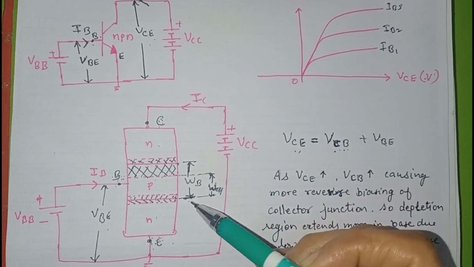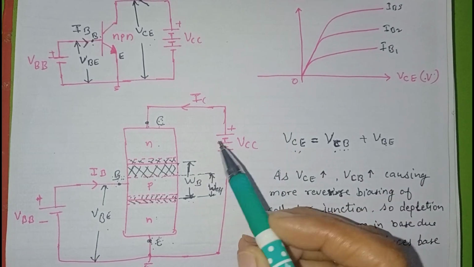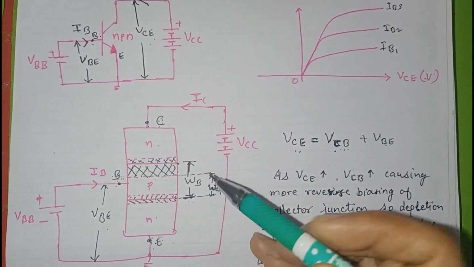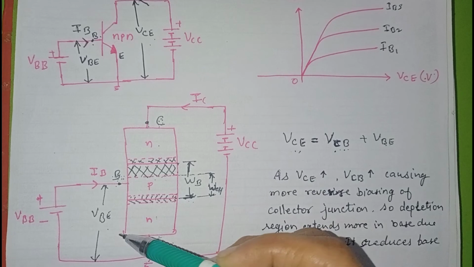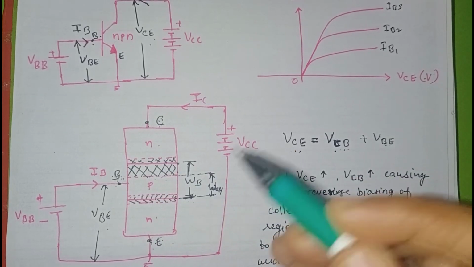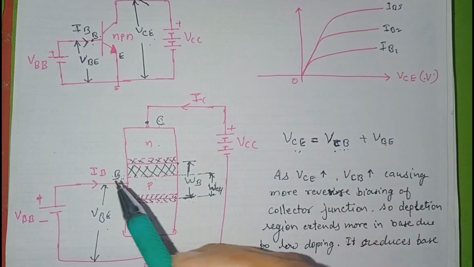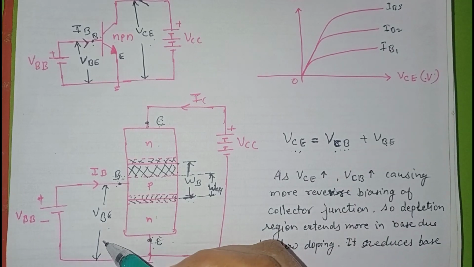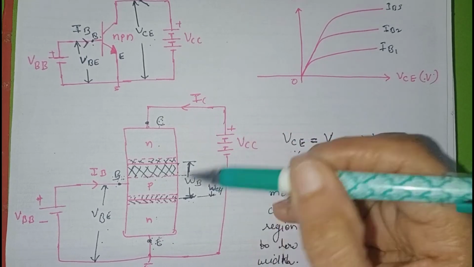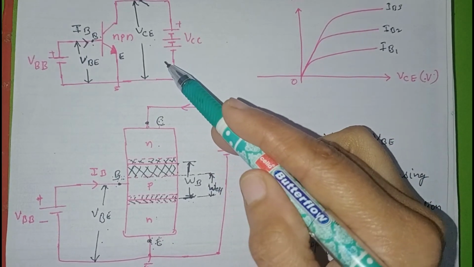When there is no biasing of the transistor, the width of the base region will be WB. After biasing the transistor, the base-emitter junction is forward biased and the collector-base junction is reverse biased. To draw the output characteristics, we fix this value of VBE and change the value of VCE.